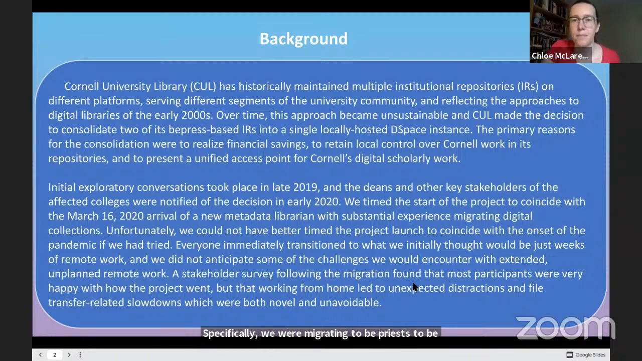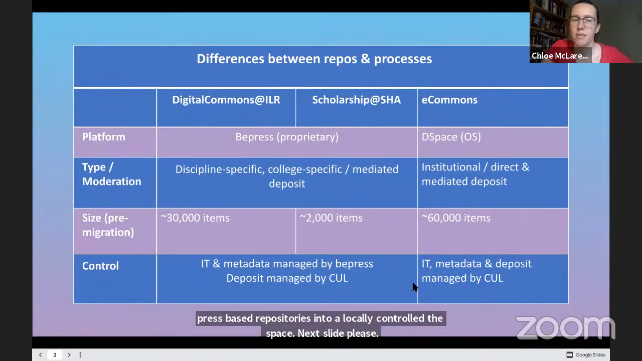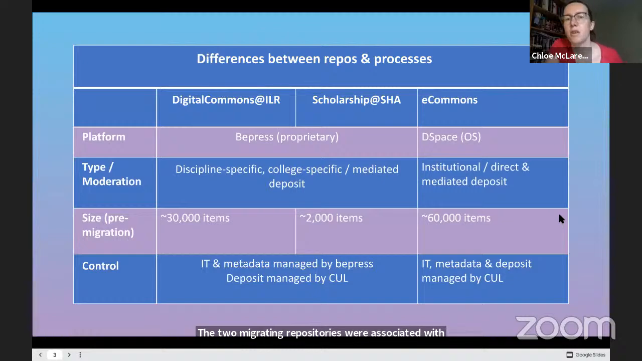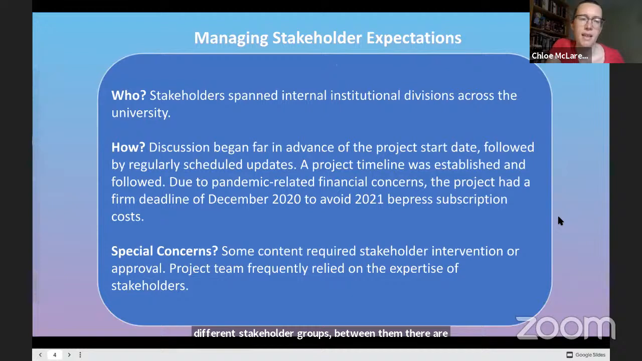Next slide, please. The 2 migrating repositories were associated with different colleges, which meant that they had largely different stakeholder groups. Between them, there were about 32,000 items total. Next slide. Thankfully, because this move was planned pre-pandemic, stakeholders were already on board with it. Throughout the migration, we relied on the content expertise of our stakeholders heavily. Next slide.